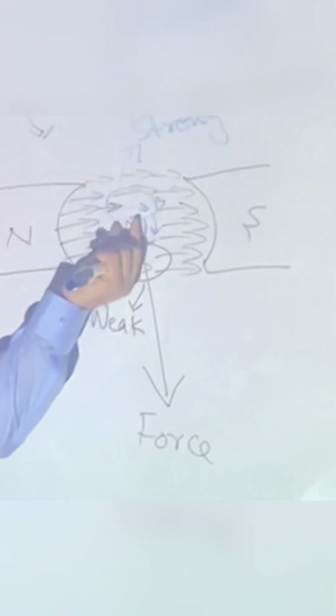And in this case, this conductor will go down until the main flux is zero or not strong enough to force that conductor.